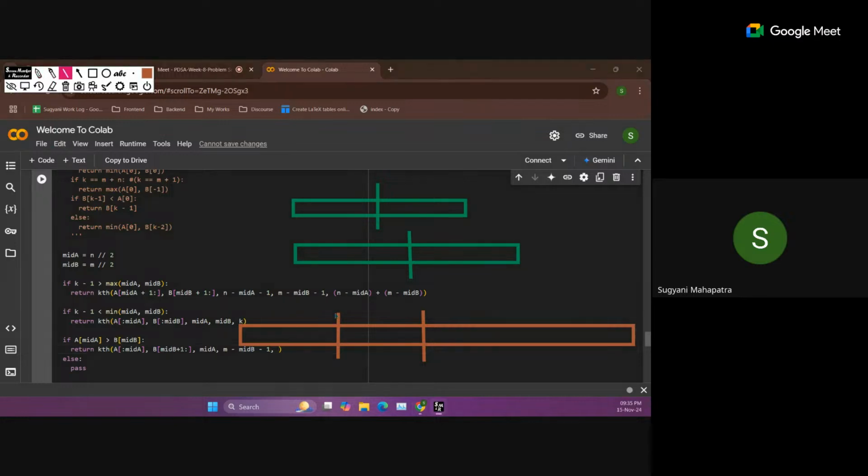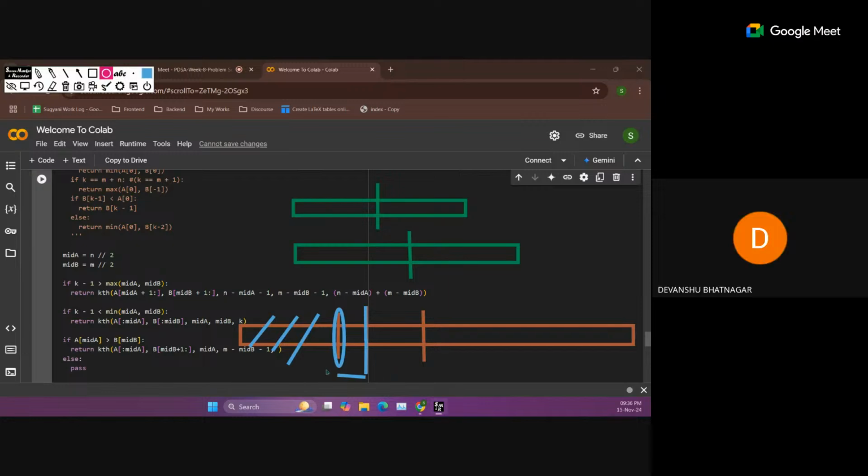Let me just draw here a little bit. This is my K. Now I am just excluding this part of the array, so I will be searching only for this length. Now I have to determine what exactly this element is.